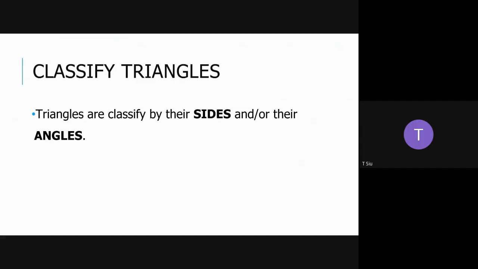Classifying triangles can be done in two different ways. They can be classified by their sides or by their angles. Sometimes we classify them by both.